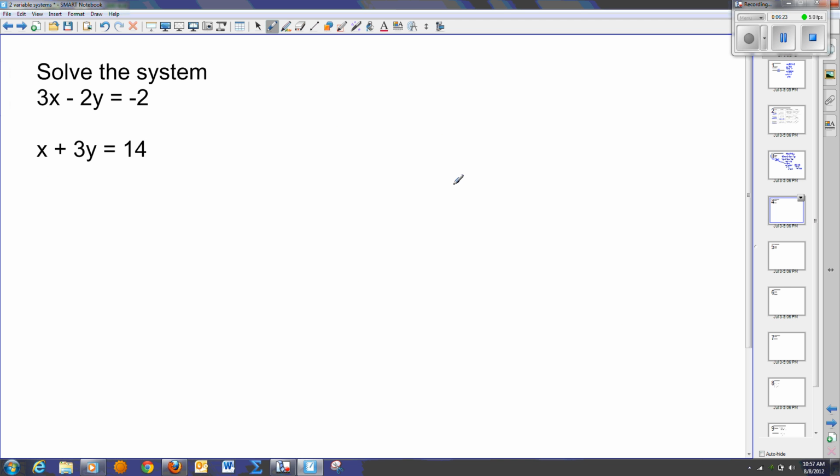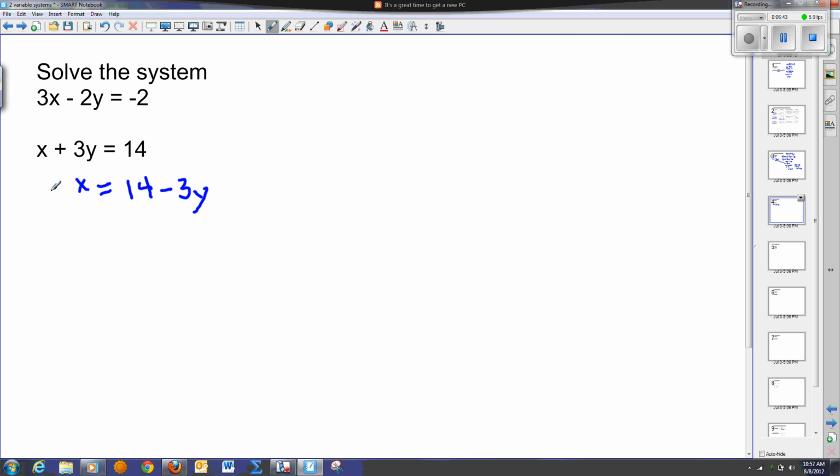This next system sets itself up for substitution again because we already have a variable isolated. So we're going to go ahead and use that just one more time for practice. So we have x equaling 14 minus 3y.